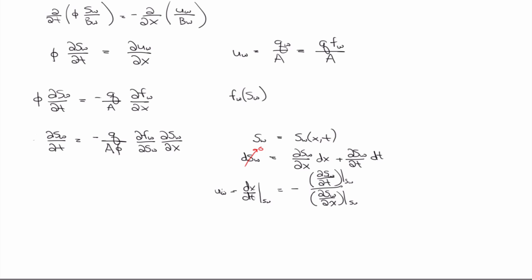Let's go back to this equation and notice that if I just divide through by this, if I divide through by that, then I get something that looks like that. Therefore, the velocity must equal this. And notice there's two negative signs. There's a negative there and a negative there. So those are going to cancel. So that ultimately we get the velocity of the constant saturation front is equal to Q over A phi partial F partial SW.